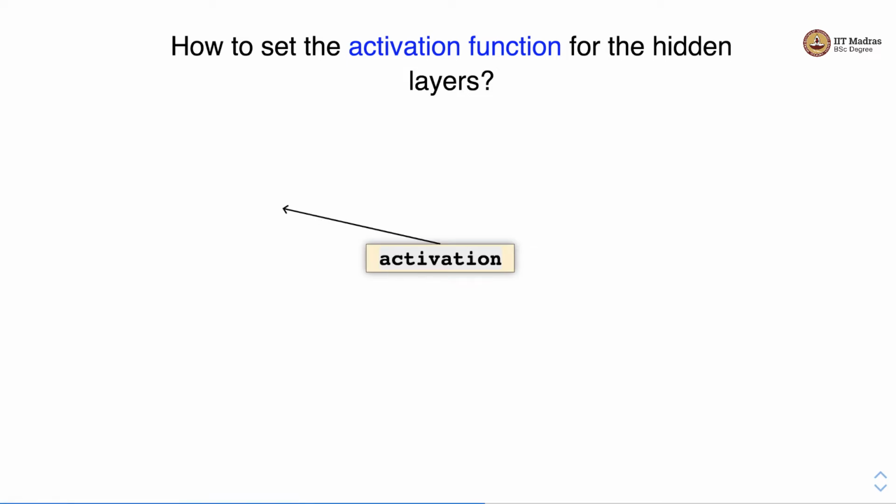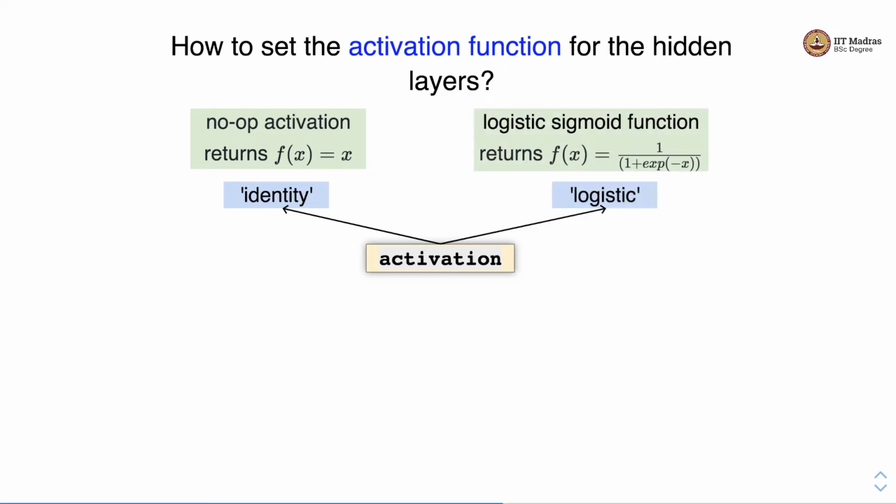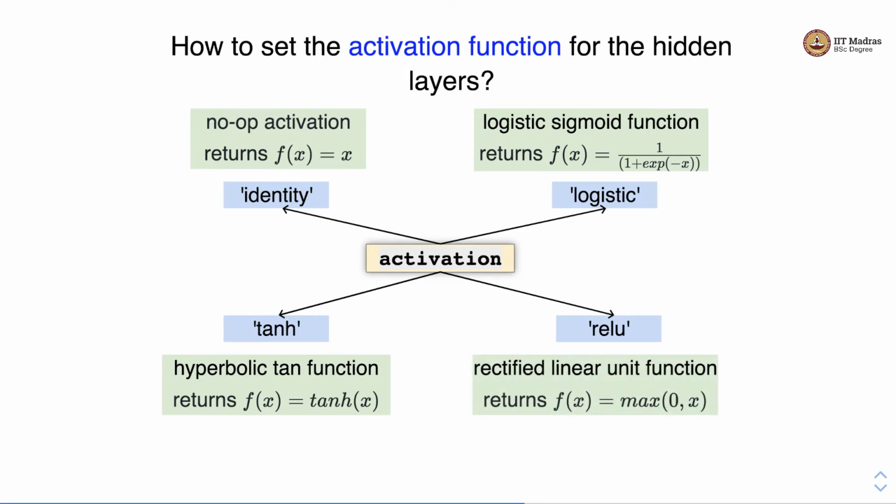Let's see how to set the activation functions for the hidden layers. So there are 4 activations. One is identity that returns the parameter itself. Then there is logistic which computes the logistic sigmoid function on the input value. Then there is a tanh function that calculates hyperbolic tan function on the parameter, and ReLU, that is rectified linear unit, which finds the max between 0 and the input.